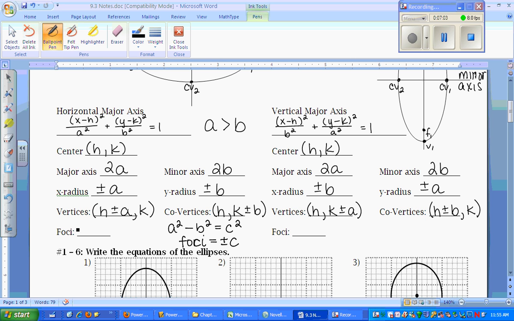So foci are always going to be on the major axes. So like my vertices on the horizontal major axes ellipse, the x-coordinate is going to change. I'm going to take the x-coordinate and add or subtract c. The y-coordinate will not change. Over on the vertical major axes, look at your vertices. The x-coordinate does not change. The y-coordinate does, and I'm going to add or subtract c.